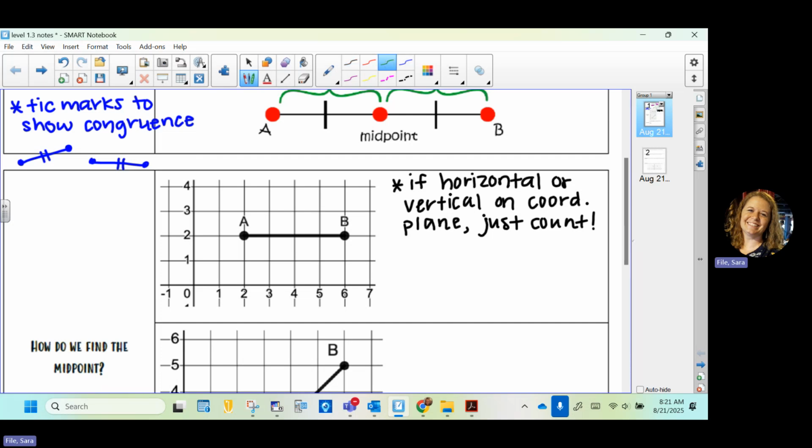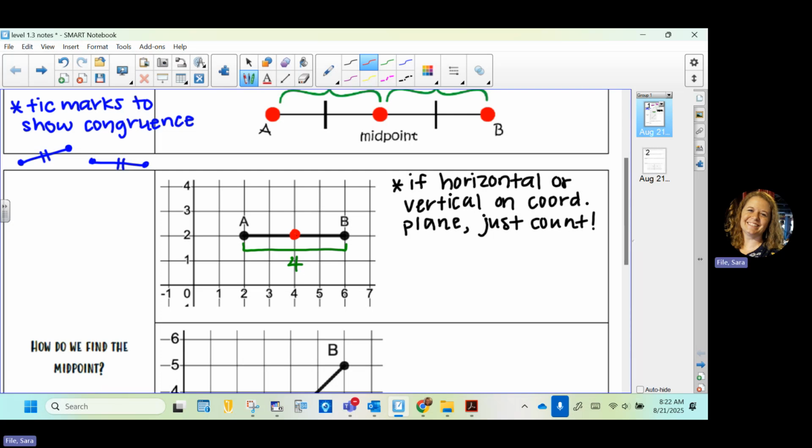So the total distance is 1, 2, 3, 4. The distance is 4. So what's half of 4? I'll go over to 2, 2 from the left or 2 from the right. It doesn't matter what direction you count in. I just counted the distance and cut it in half.